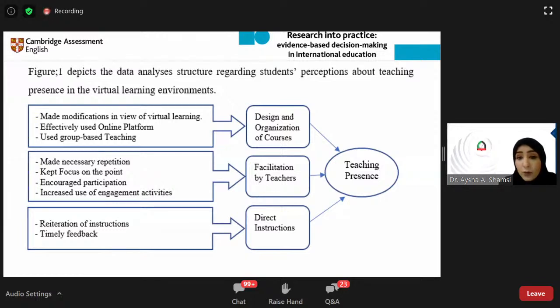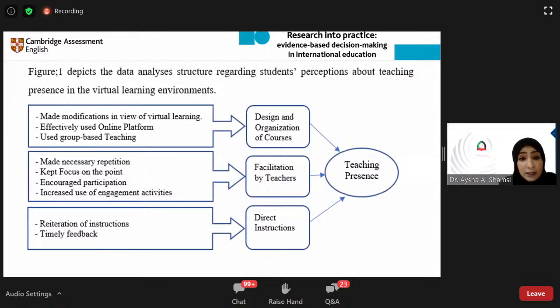Students noticed that there were modifications on the virtual lessons designed and integrated in the Blackboard. When changed to the new learning environment, the syllabus changed, and the design of activities and content was totally organized in a different way in the Blackboard. Also, teachers effectively used the online platform. Everything was there for the students in organized folders.